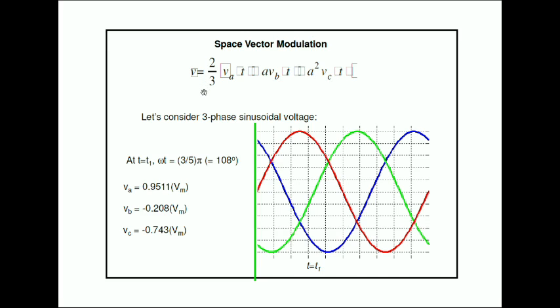Again I will repeat this. V is equal to 2 by 3 into the whole bracket: va of t plus a vb of t plus a square vc of t.